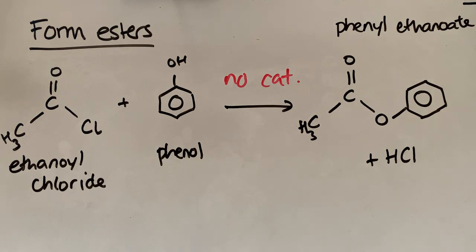Again, acyl chlorides are very useful when making esters with phenols, because you can't do that using carboxylic acids and phenols. So when it comes to reactivity, acyl chlorides are more reactive than the corresponding parent carboxylic acid.